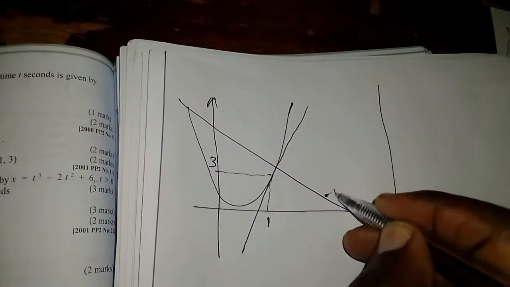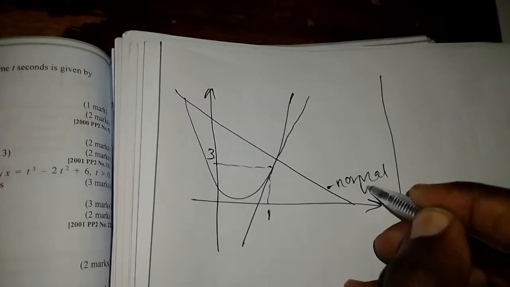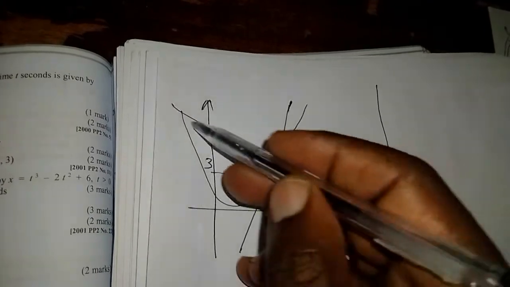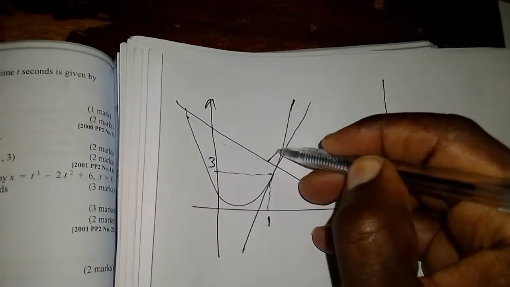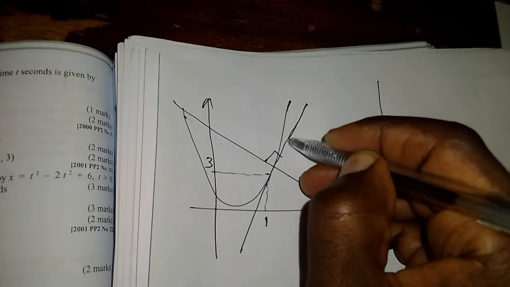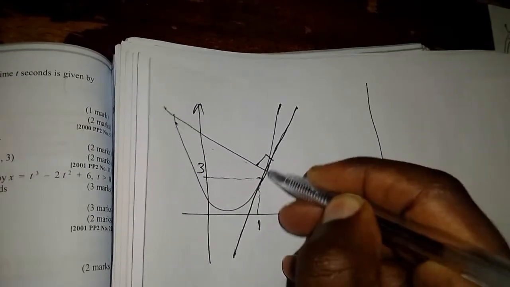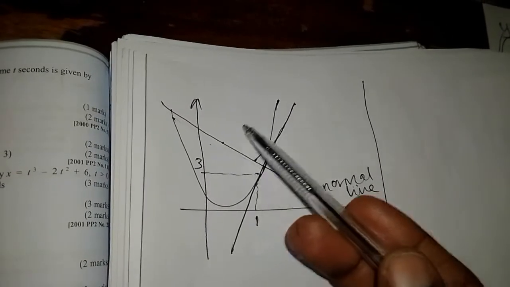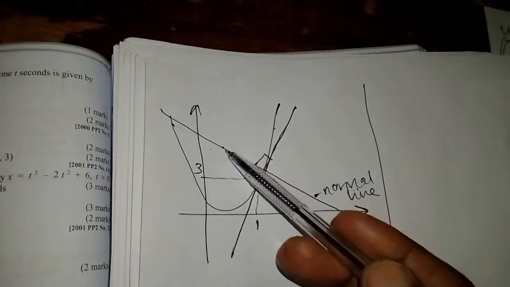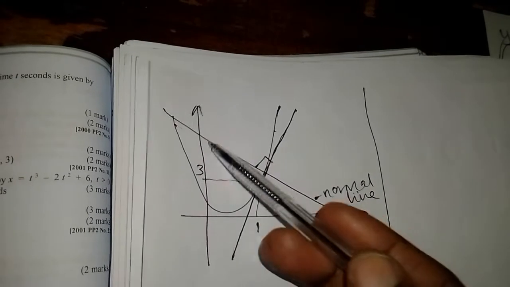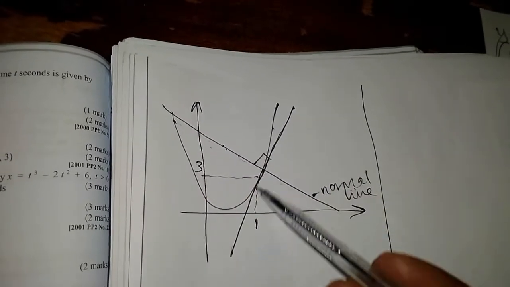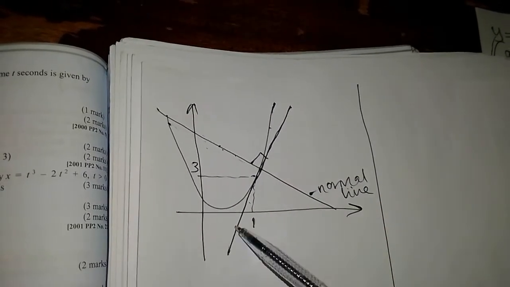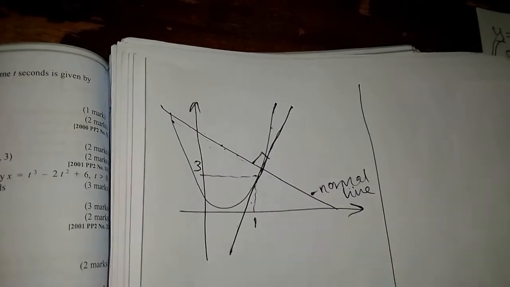This normal line is such that when it gets drawn, it forms 90 degrees with the tangent to the curve at the same point. Look at that. So you don't actually compare the perpendicularness of the normal and the curve. You compare the perpendicularness of the normal and the tangent drawn to the curve. So the normal and the tangent drawn to the curve must form 90 degrees. They must be perpendicular to each other.